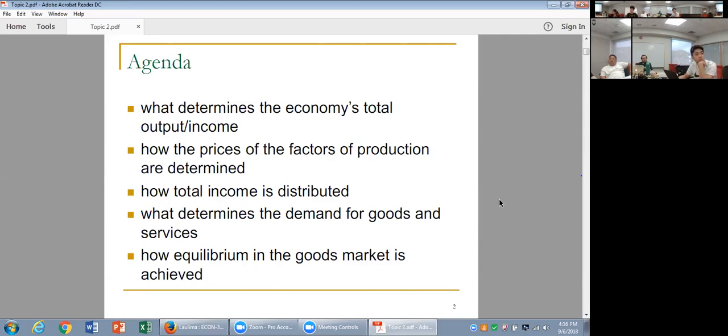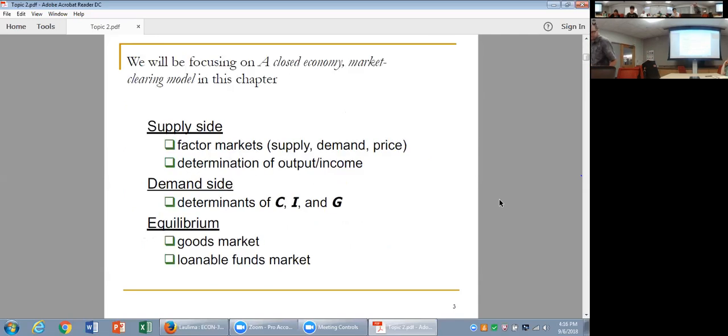We'll end that discussion by talking about, so what does that mean? How do we get equilibrium in the overall? That's kind of where we're going here. Okay.